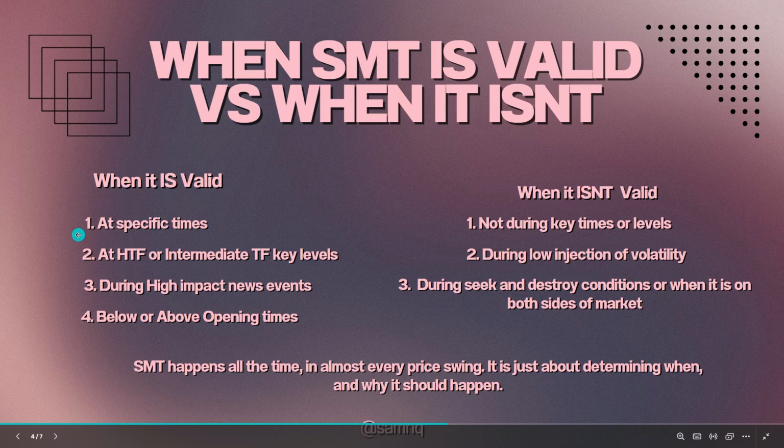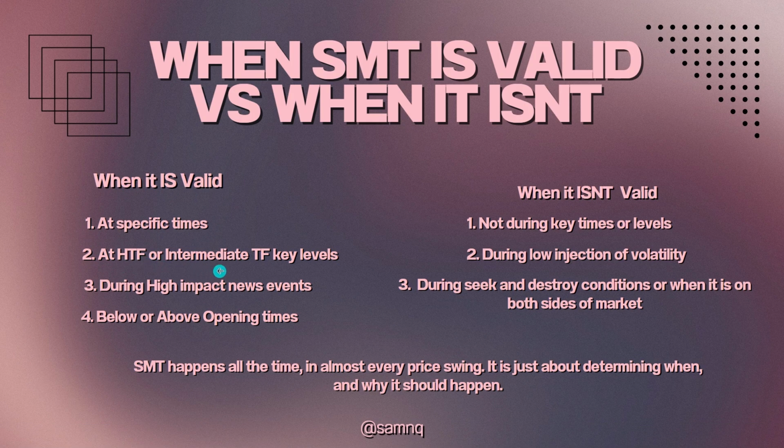So when is it valid? At specific times, at high time frame or intermediate time frame key levels such as PD arrays, opens, maybe during a high time frame liquidity sweep, and it is also valid during high impact news. So usually when we have FOMC or NFP, you will almost always see SMT form between the two correlated assets, and that will signify our direction or our change or switch in trend, because usually when we sweep liquidity or we turtle soup, we usually have SMT happening.